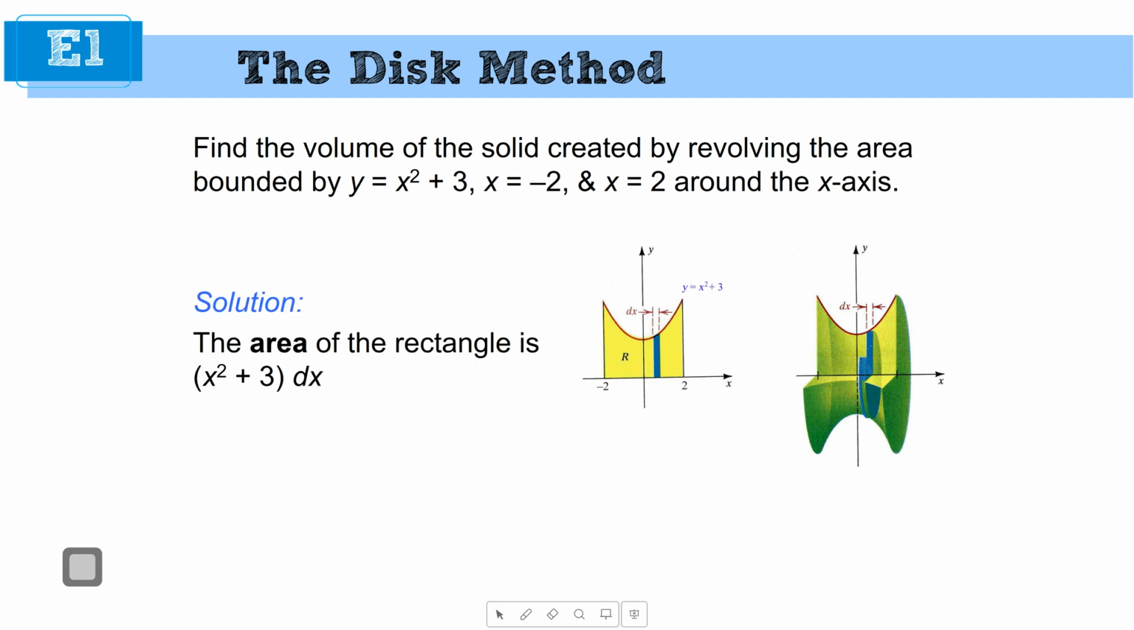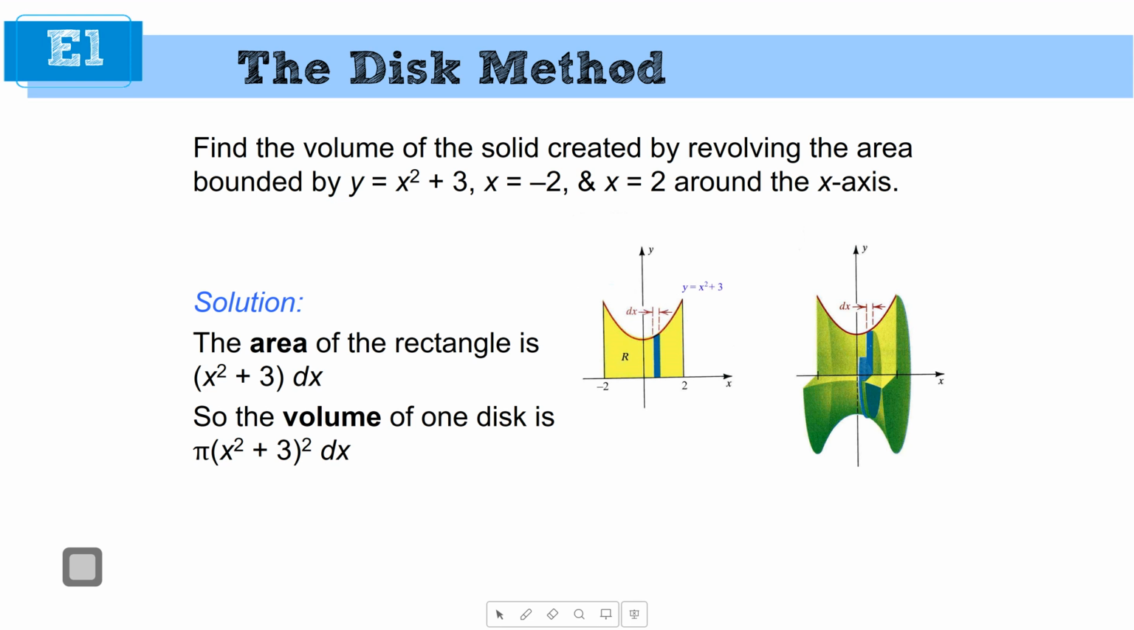Okay, that's my radius. There's the area of the rectangle: top minus bottom, x squared plus 3, times its width, which is dx. We want a really skinny rectangle. And then we want to create the volume of that cylinder. So the volume of the cylinder becomes that. Notice that the radius is the height of the rectangle, x squared plus 3. So that bottom equation is pi r squared times w, which is what we saw earlier. But like we said, w is going to be dx because we want it to be really skinny, and r is going to be the height of that rectangle.